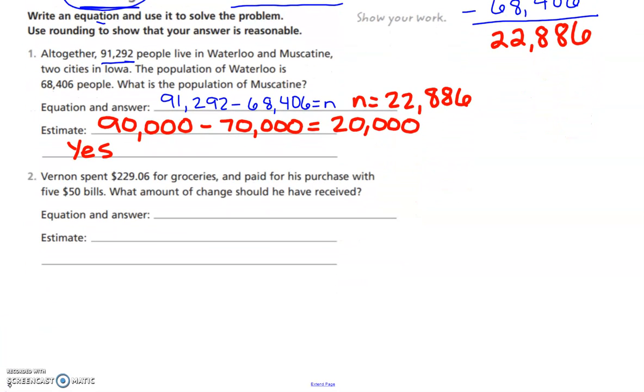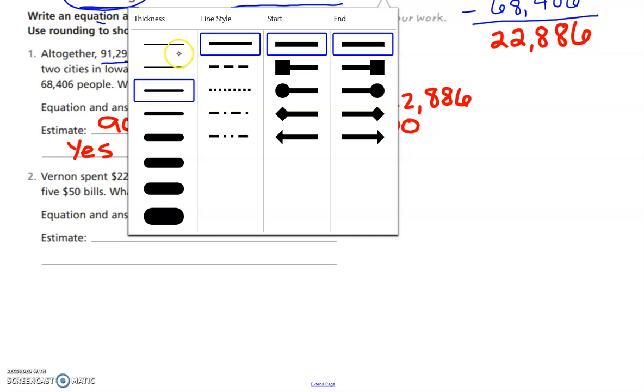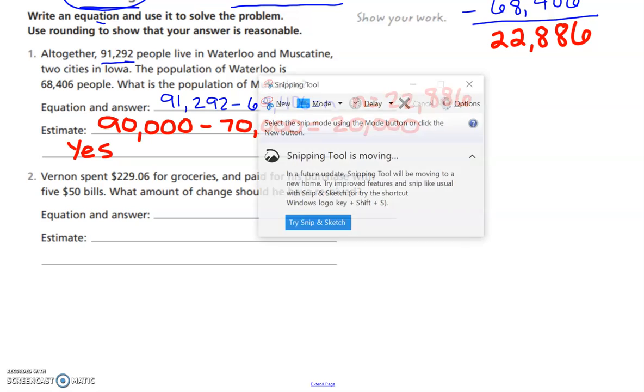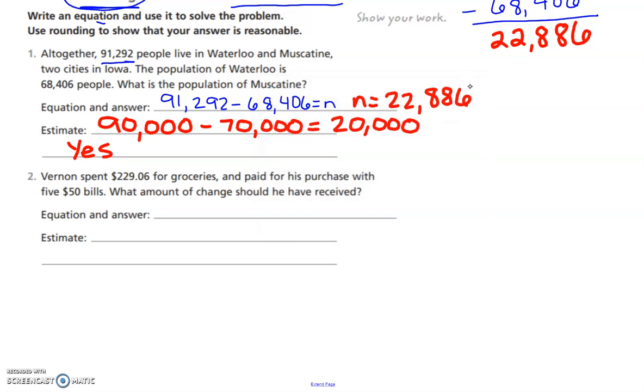Number 2, same deal. We're going to round and estimate as we go. I'm going to change my line style. So this one says Vernon spent $229.06 for groceries, and he paid for his purchase with 5 $50 bills. So what amount of change should he have received? Well, change means you need to subtract the amount you spent from the amount that you used to pay.